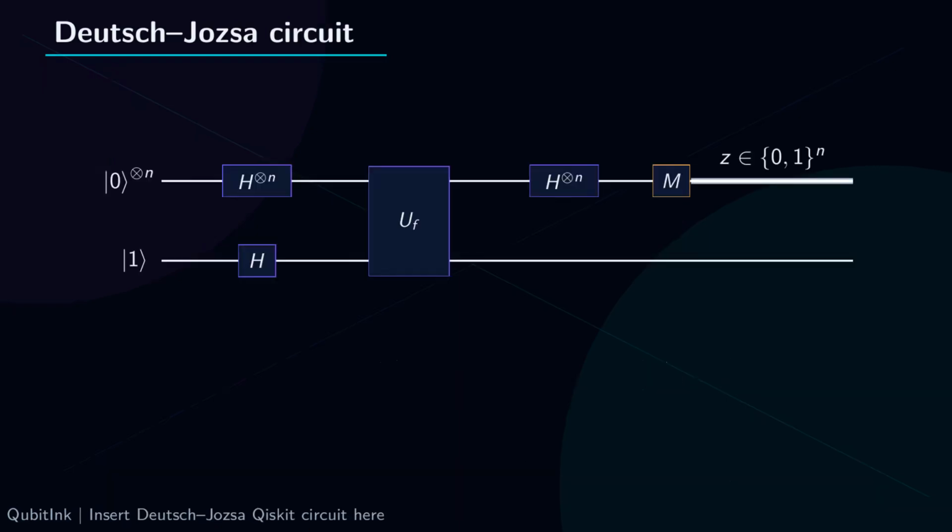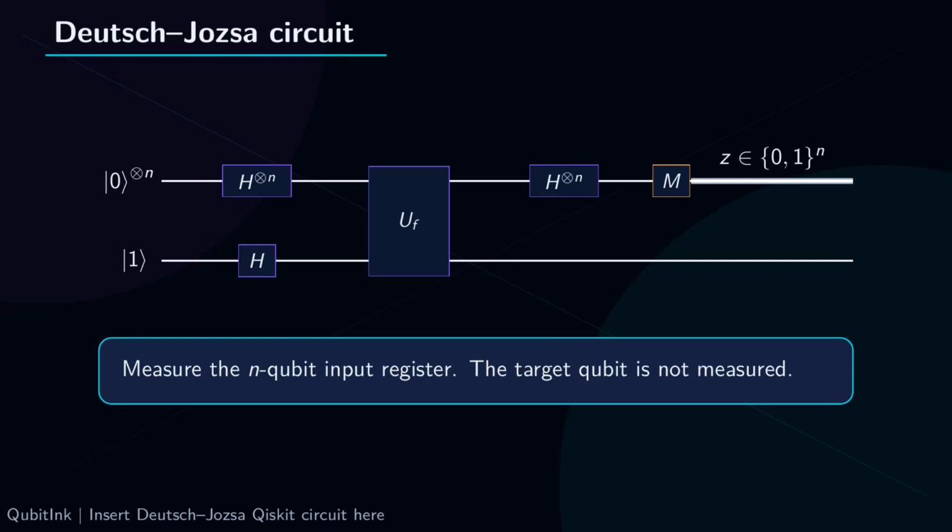The Deutsch-Jozsa circuit has the same structure as Deutsch's algorithm, but now the first register contains n qubits. We start with ket 0 tensor n, ket 1. The first register receives H tensor n, and the target qubit receives H. The oracle U sub f is applied once. Then H tensor n is applied again to the first register. Finally, we measure only the first register and obtain a string z in the set of n-bit strings. The target qubit is not measured. Its role was to create phase kickback.